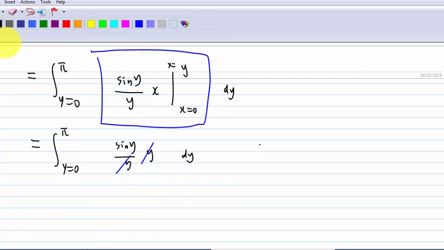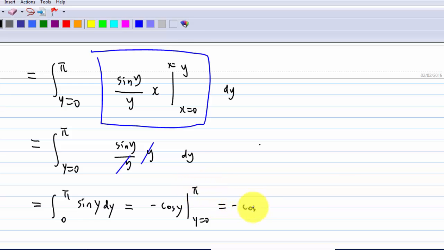This becomes the integration of sine y dy, where y from 0 to pi, which is equal to negative cosine y from 0 to pi. After integration, negative cosine pi minus negative cosine 0, which is equal to 1 minus negative 1, which is 2.